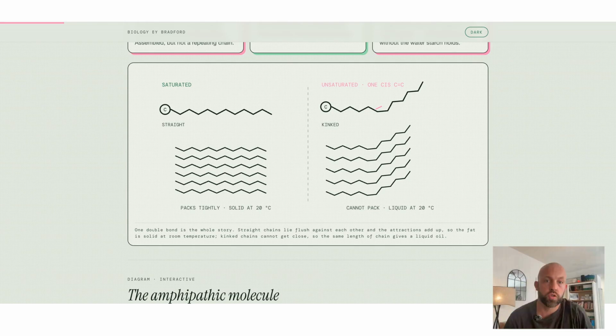So trans is something that we have actually artificially made. It's called trans fats. You've probably heard of them. They're banned in some countries because they are found to be.